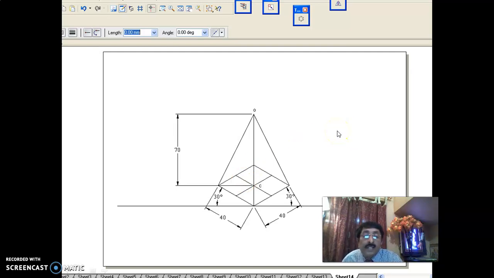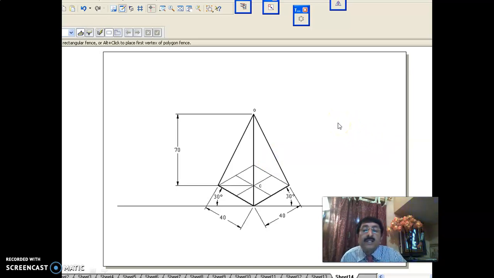Now, the isometric projection concept is that the top surface, left surface and right surface should be darkened. But since the apex is a point, the top surface is not there. Only the left surface and right surface are there. You darken the left surface, you darken the right surface. In that way, the square pyramid we have completed. Since I have not changed the dimensions here, 40 is 40, 40 is 40, 70 is 70 only, you can call this the isometric view.